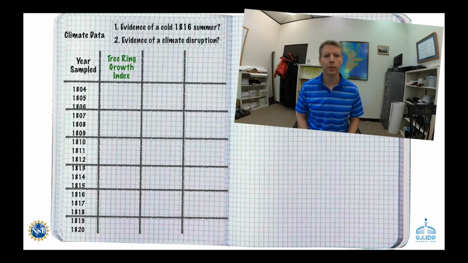So the tree ring data that we have is about 10 years in between 1804 and 1820. So let's jot those down now. In 1804, we have a growth index of negative 0.34. And then there's about 10 total data points that we can fill in here. So take a moment and write these data down in your notebook. Feel free to pause the video so that everybody is on the same page, and then we'll continue and plot it up.